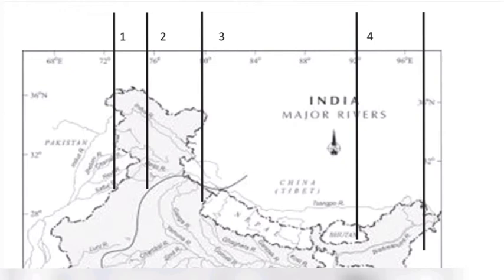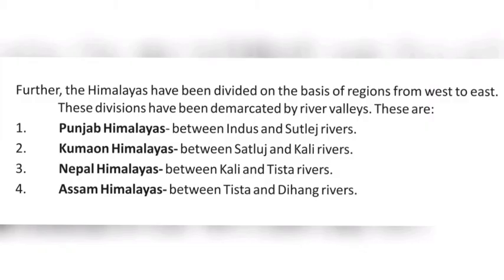Besides the longitudinal divisions, the Himalayas have been divided on the basis of regions from west to east. These divisions have been demarcated by river valleys. For example, the part of Himalaya lying between Indus and Satluj has been traditionally known as Punjab Himalaya, but it is also known as Kashmir and Himachal Himalaya from west to east respectively.